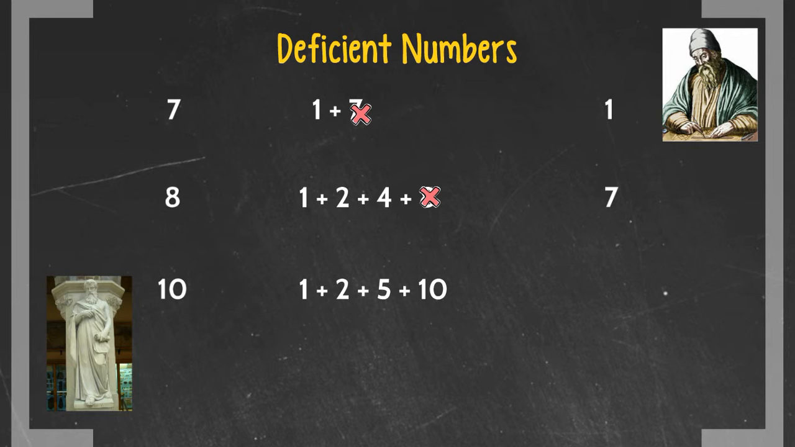Okay, they're searching for other numbers. They looked at the number 10. The factors are 1 and 2 and 5. They added those up and got 8. Again, 10 is a deficient number. Let's take a look at some other numbers.